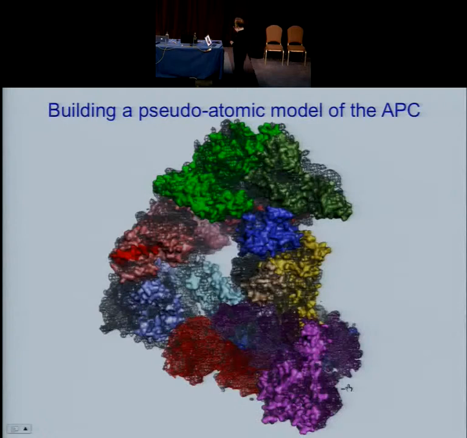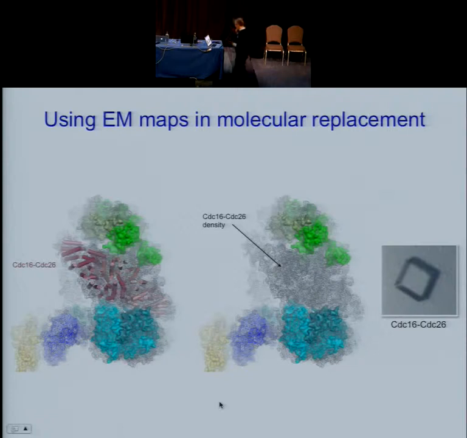So then we wondered if we could use the EM densities from this APC structure to solve crystal structures of APC subunits. It's already been mentioned at this meeting, the use of EM maps to phase crystal structures by molecular replacement. We wondered, as an academic exercise, if we could take the density for CDC16 from the APC holo structure and use that as a search model to phase our CDC16 crystals, which had already been determined by SAD phasing.